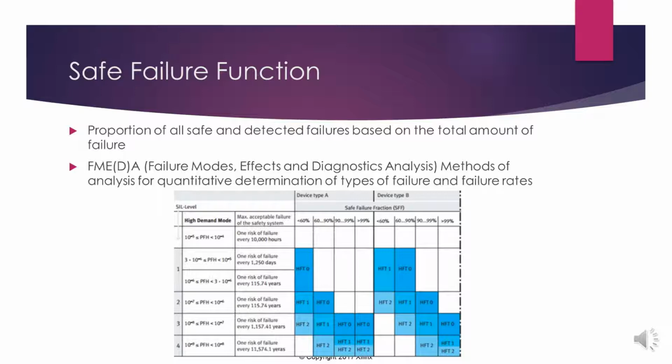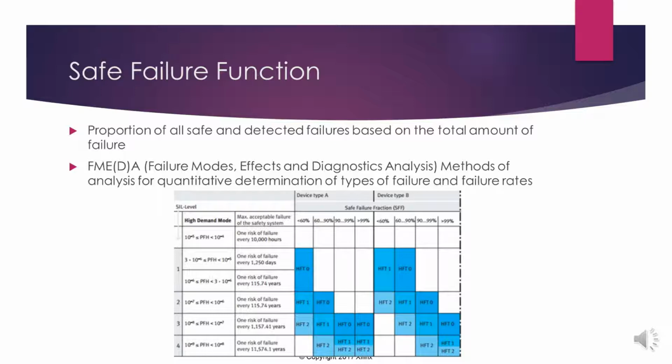So to achieve this safe failure fraction, we perform what's called an FMEDA, which is a failure mode effects and diagnostic analysis, which allows us to run through the design, look at the failure types, the failure rates, and actually work out how many of these failures we can detect and monitor to go into the safe failure fraction versus how many we can't. And then that begins to drive how many of these channels we need, whether we need an HFT of 1 or 2.